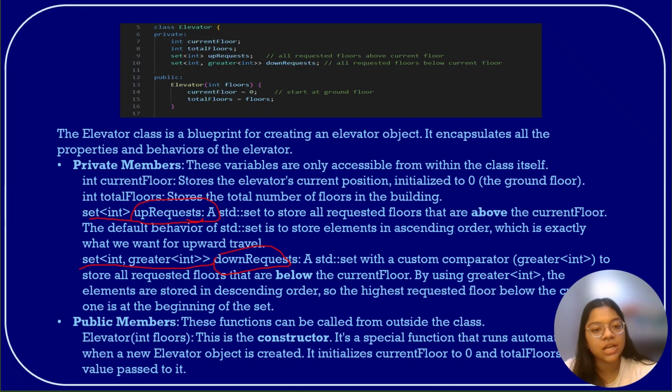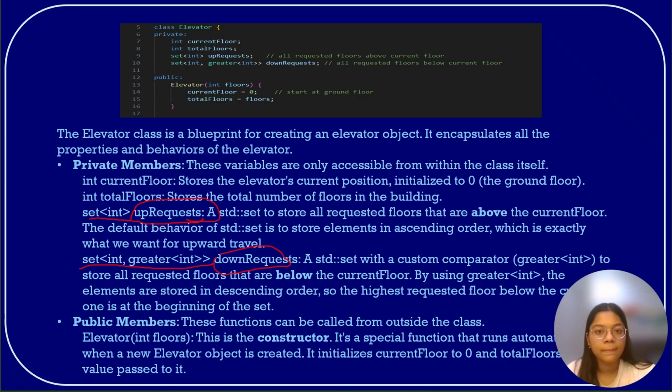Then I have initialized a variable called current floor to 0, and total floors is the input that I have taken from the user. Sorry, total floors is the integer that is also defined within the parenthesis, like this floors, right? That is the total number of floors within the building.